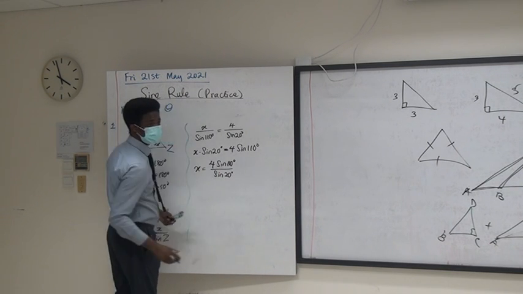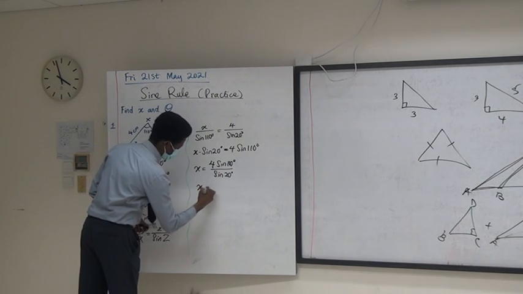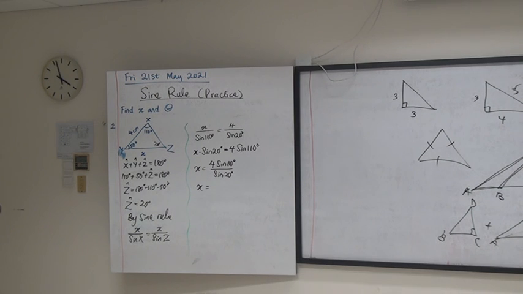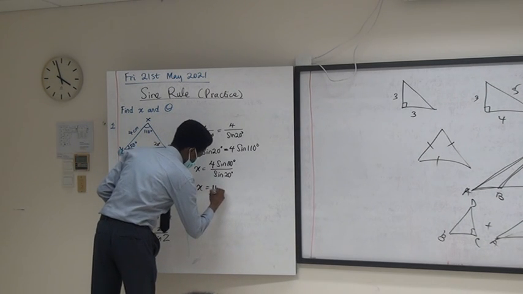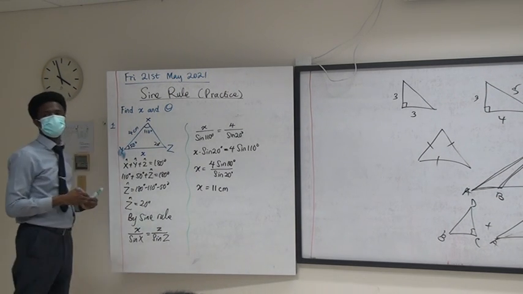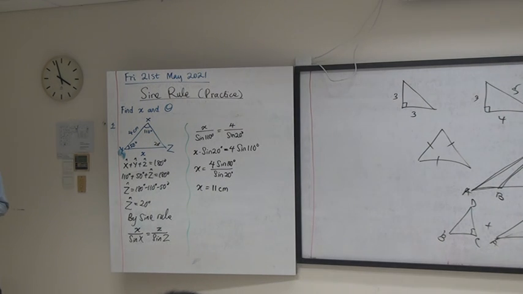Okay? So what do you get? So three significant figures according to the IGCSE rule. Make sure you're in degree mode also. 11, because it's 10.9 something, right? Yeah. So that's 11. Understand?